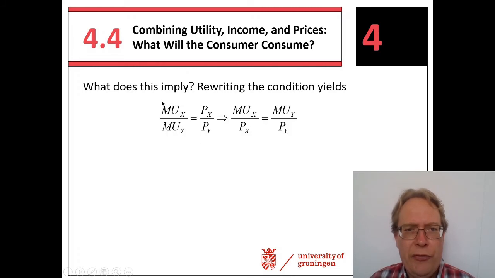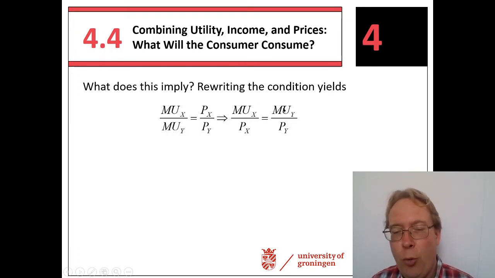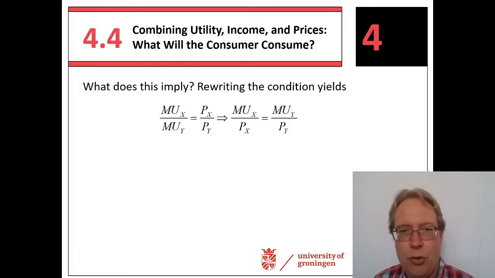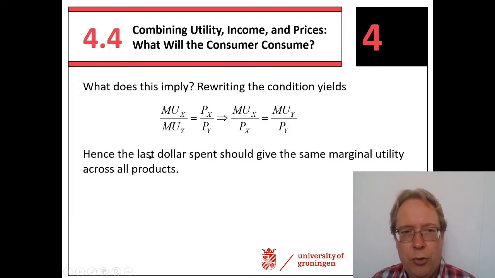So this magic condition that I derived from the previous slide, you can rewrite it, and then this simply says, well, the extra utility you could get from spending 1 more euro should be the same for all products. And if you have more than 2 products, then you can show that this condition also holds there. So the last dollar spent should give the same marginal utility across all products. And that makes sense, right? Because suppose that this one would be higher than that. So my last euro spent on X gives me more utility than my last euro spent on Y.